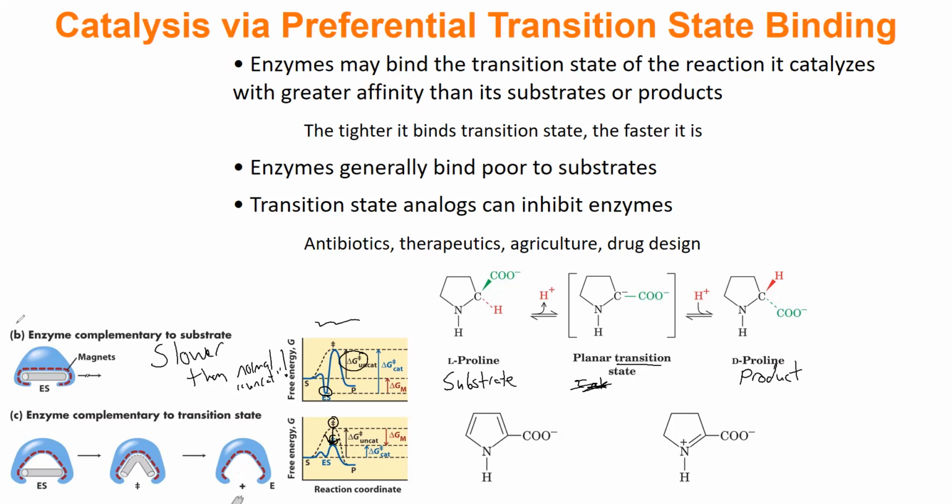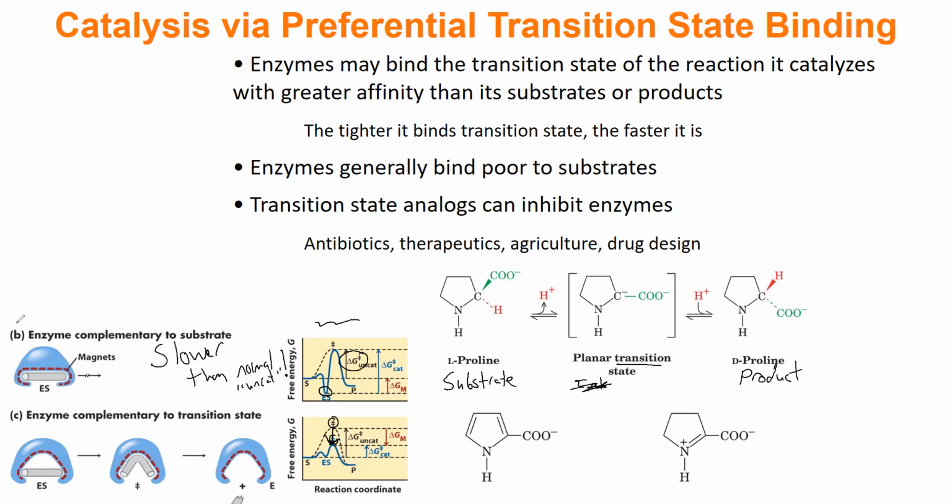Since we're lowering the free energy of the transition state, our reaction is able to speed up very fast. And this is why when we're looking at drug targets, a lot of drugs, antibiotics, are actually what are called transition state analogs.